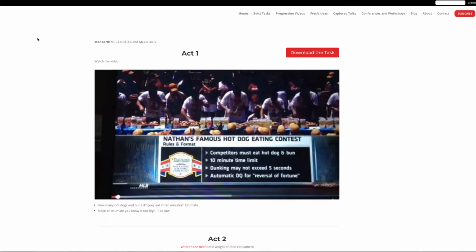And they're going to make an estimate. So we write the question down, and then I give them a little bit of time to think to themselves about an estimate that would be too low, an estimate that would be just right, and an estimate that would be too high. All of this is right here on the website. Then I do a quick think, pair, share. They think about it, then they talk with a partner, and then I call on a few kids to share.